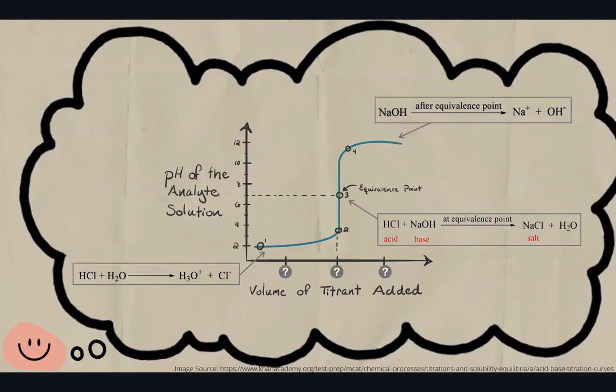If not enough base is added, then the solution will be too acidic, but if too much is added, then it will be too basic. So we want it right at the equivalence point where the pH is 7.